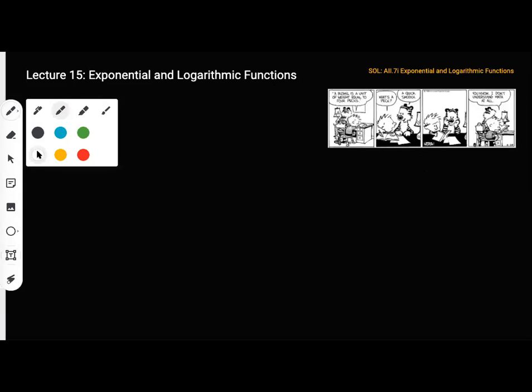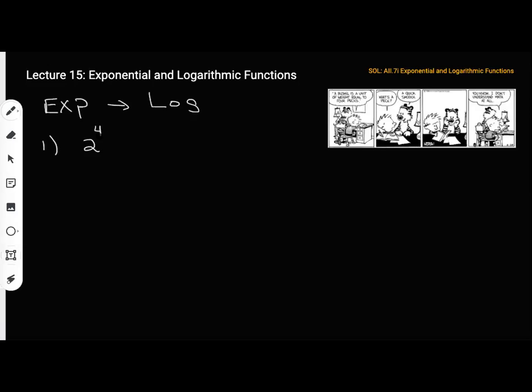So just to recap what we did on Monday, go ahead and see if you can convert these from exponential form to logarithmic form. And then later on, we'll switch the directions and see if we can go the other way, from log back to exponential. But go ahead and try these.